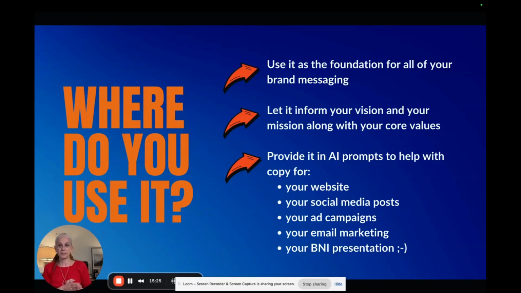So the last part is you can provide the elements of your ideal client profile in your AI prompts to help with copy for your website, your social media posts, your ad campaigns, your email marketing. And because I'm a big fan of Business Networking International, BNI, my presentation, when I go in each week, we meet and I speak for 45 seconds about my business. That ideal client profile informs how I speak during that 45-second presentation. So I know that I'm speaking to the right people that I want to attract to my business. And there's many, many other places that you can put this.